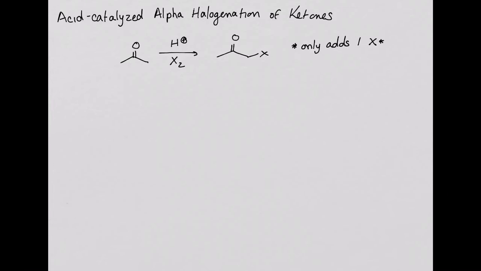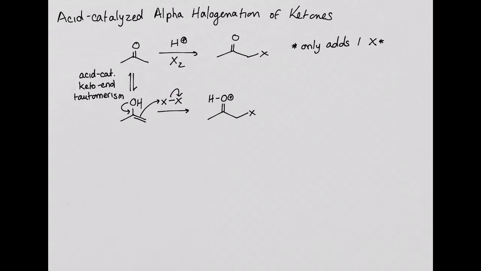First, the acid catalyst catalyzes the keto-enol tautomerism to the enol form of the ketone. The mechanism of this step has been discussed previously. In the next step, the enol attacks the halogen. The cation intermediate that is formed is resonance stabilized. In the final step of the mechanism, this cationic intermediate is deprotonated to give the neutral final product.